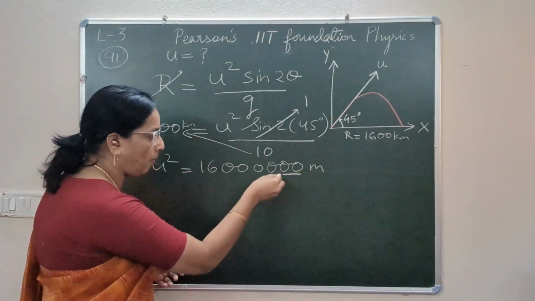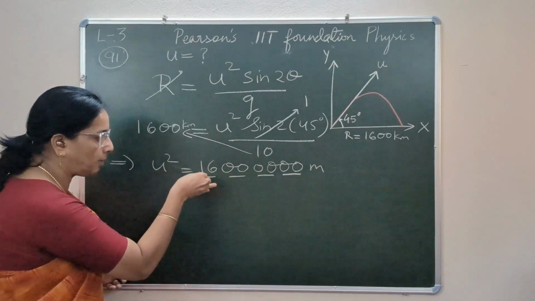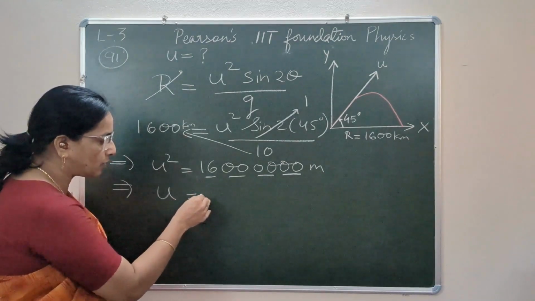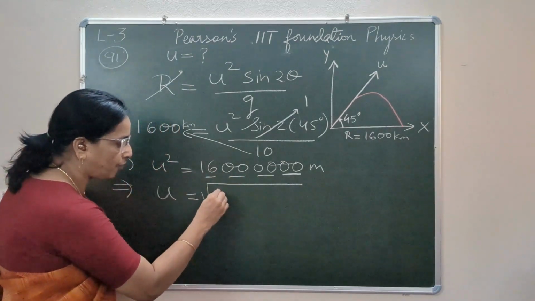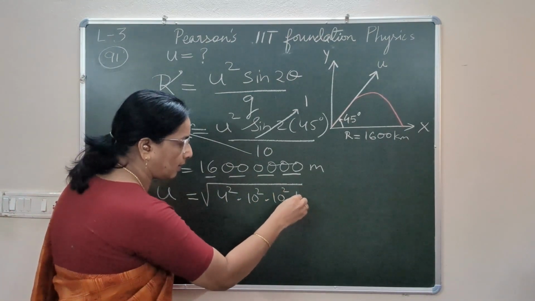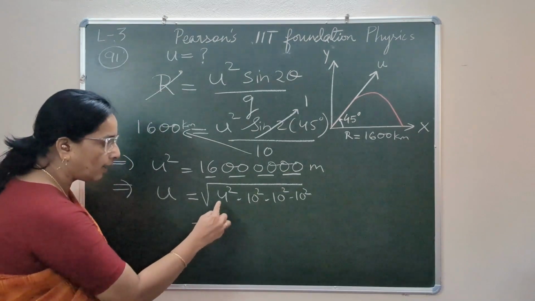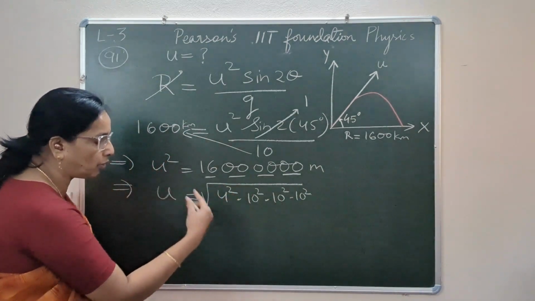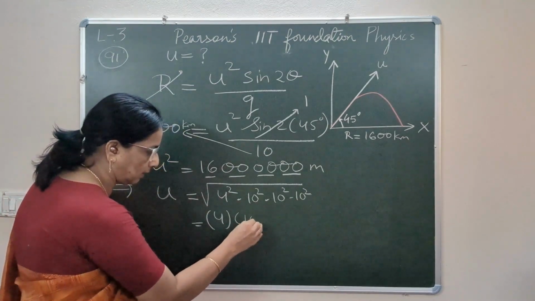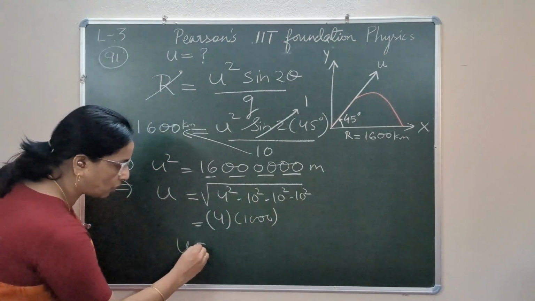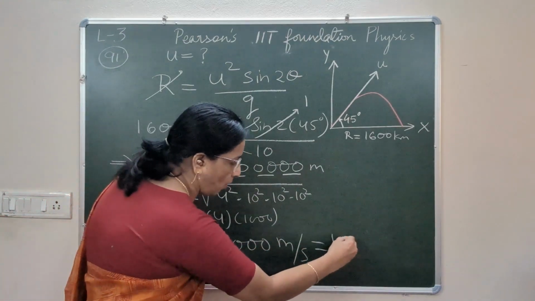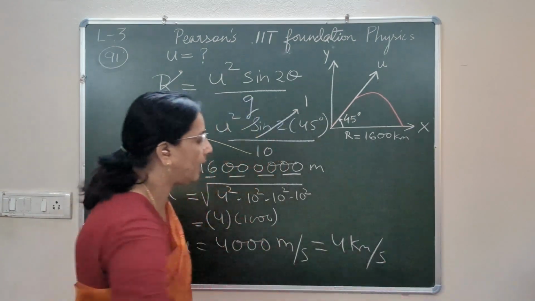Now let's see, a perfect square. So what is the initial velocity of launch? Initial velocity of launch is the square root of 4 squared times 10 squared times 10 squared times 10 squared. So each of them singly we have to take out of this bracket. So 4 times 10 into 10 into 10, so 4000. So the initial velocity of launch is 4000 meters per second or 4 kilometers per second.